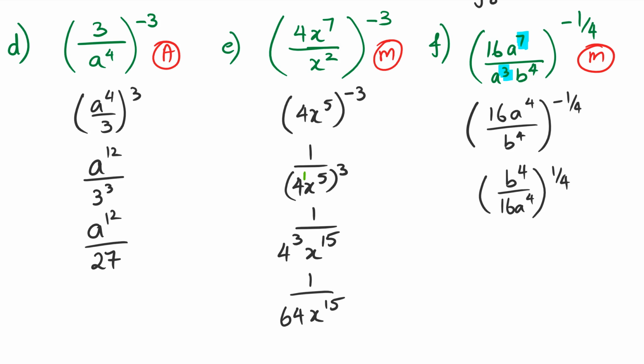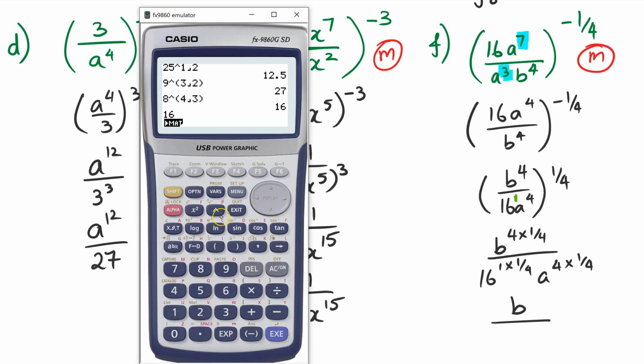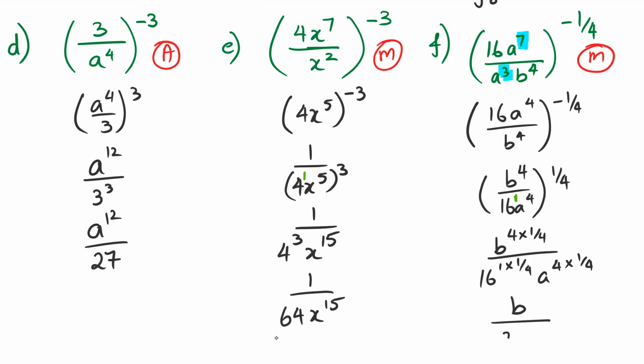And then from this point onwards, it's just multiplying the powers. But remember, once again, 16 has a power of 1 there, which means we're going to get b to the power of 4 times a quarter, 16 to the power of 1 times a quarter, and a to the power of 4 times a quarter. And you can see that b, 4 times a quarter is just 1, so that's going to be b. 16 to the power of a quarter, I'm going to go into the calculator to work it out. 16 to the power of a quarter, that's 2. And then a to the power of 4 times a quarter is just 1, so it's just going to become b over 2a.